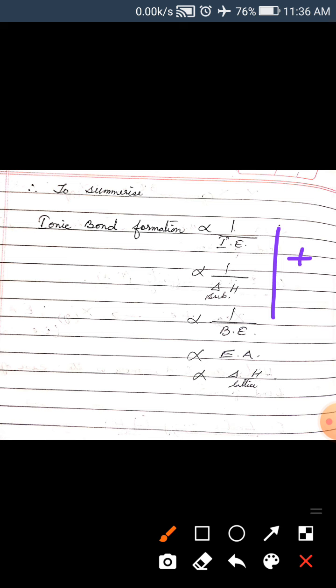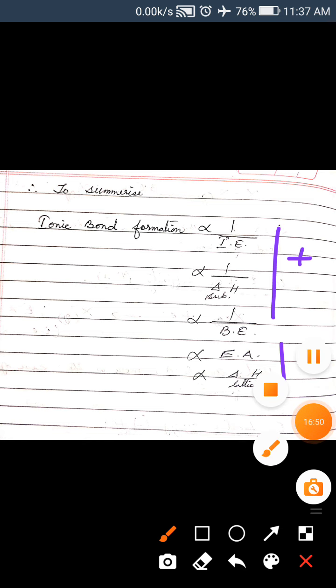To summarize, you can see we have written that ionic bond formation is inversely proportional to ionization enthalpy, inversely proportional to sublimation enthalpy, inversely proportional to bond enthalpy. If you notice, they all had a positive sign. And it is directly proportional to electron affinity and lattice enthalpy, because the energy was released and they had a negative sign. So that is all about ionic bond formation and its factors.